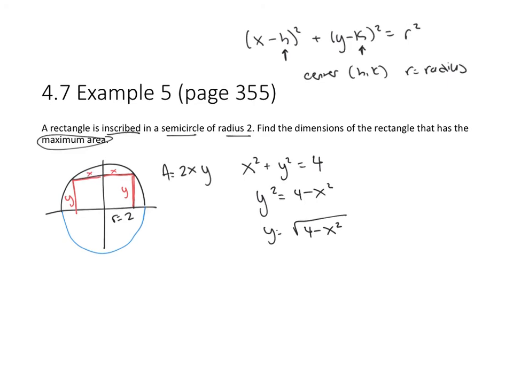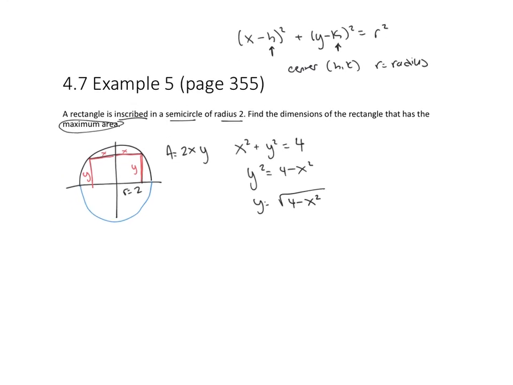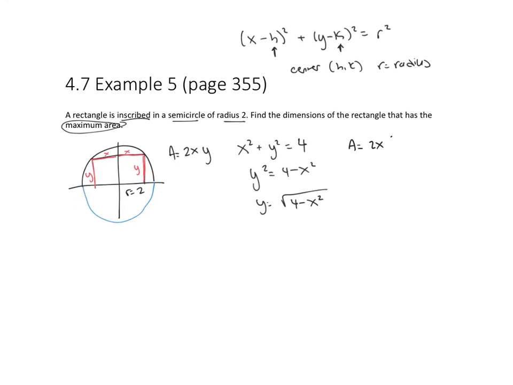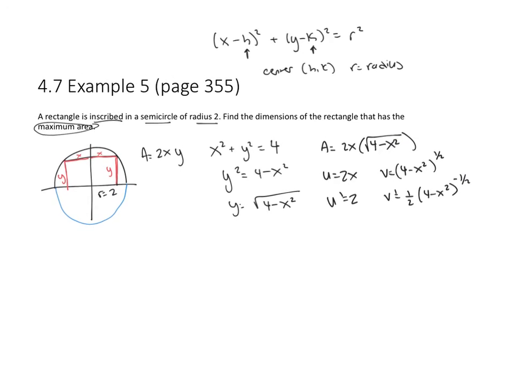Okay, so now let's plug into my area. My area equals 2x times the square root of 4 minus x squared. So this is definitely going to be a product rule, and when I write that out, I'm going to be sure that I rewrite the square root of 4 minus x squared as 4 minus x squared to the 1/2. My u prime will be 2, and my v prime is 1/2 times 4 minus x squared to the negative 1/2 times negative 2x. So we can simplify this some more.